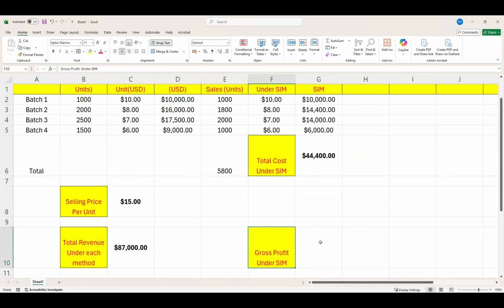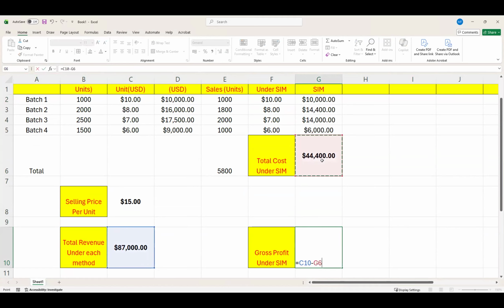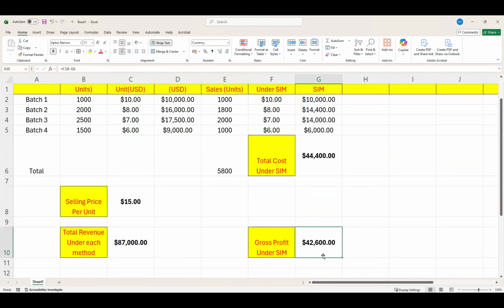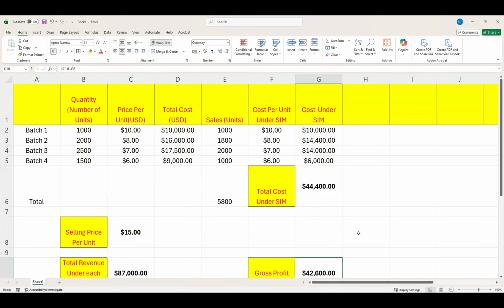Okay, correct. Total revenue minus the total cost. So this is what we get as the gross profit under the specific identification method. Okay, fine. Now, gross profit is done under the specific identification method. Ending inventory. In fact, let's come to ending inventory under specific identification after some time.